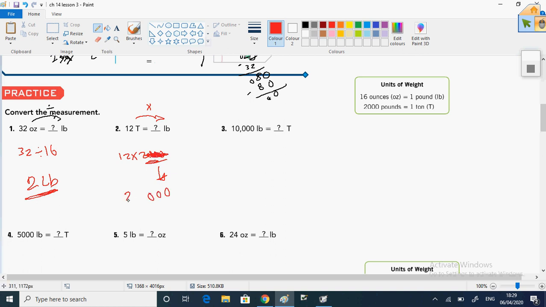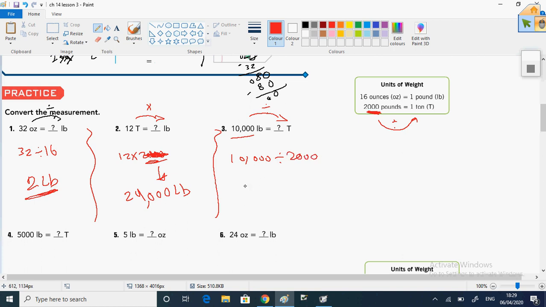So 2 times 12 is 24. So the answer is 24,000 lb. Or you can say 10,000 lb to ton. From smaller to bigger we have to divide. We have to divide by what? By 2000. So 10,000 divided by 2000.